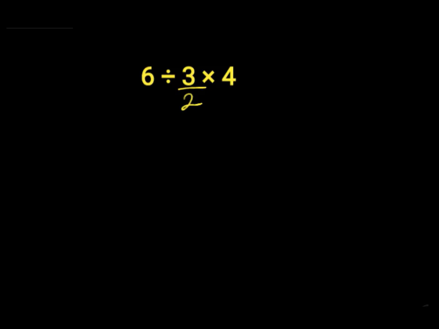We are going to solve our division first before multiplication using the KCF rule. K stands for keep, C stands for change, F stands for flip. We are going to keep 6, change division to multiplication, and flip 3 over 2 to 2 over 3.